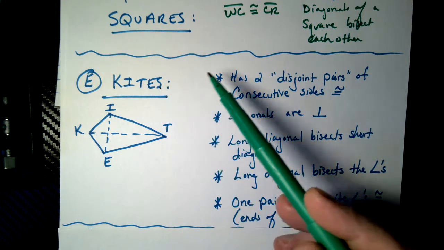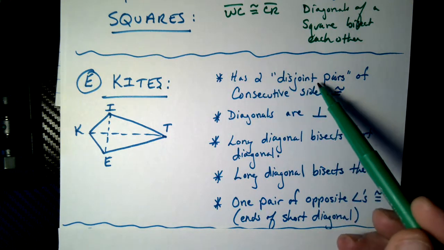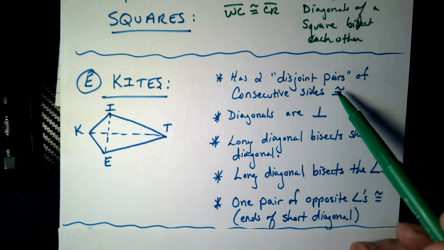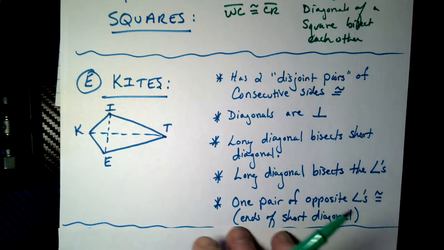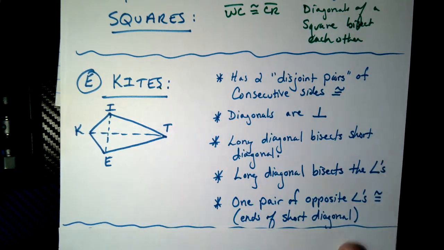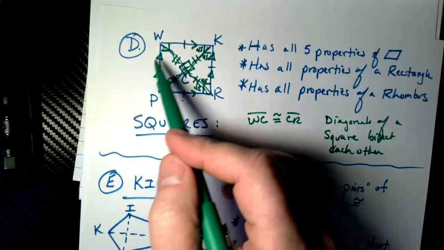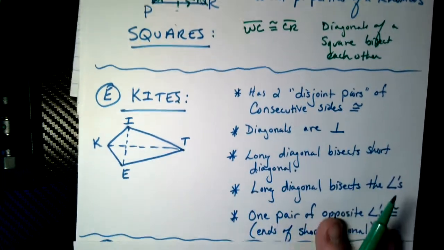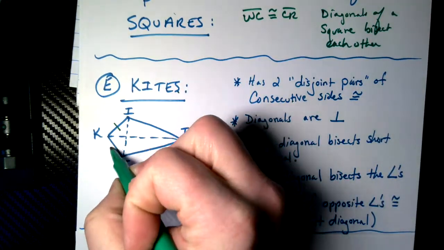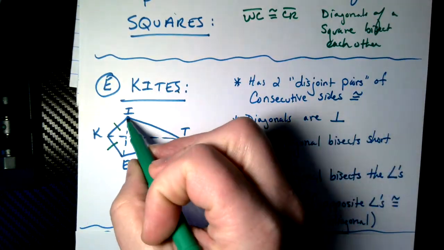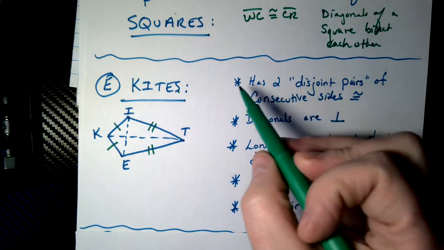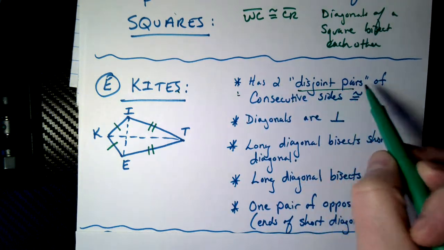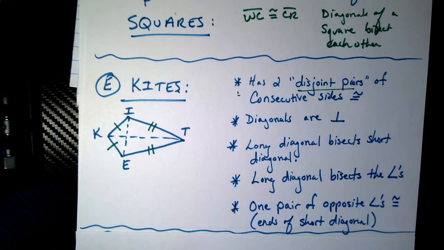For kites, they have what's known as two disjointed pairs of consecutive sides congruent. So it has consecutive sides congruent, but it's not like a rhombus where you can just pick any two and go all the way around, or a square. This has one pair, in this case on the left, and a disjointed pair, totally separate. I have another pair of congruent segments. So that's what they mean by the two disjoint pairs of consecutive sides congruent.